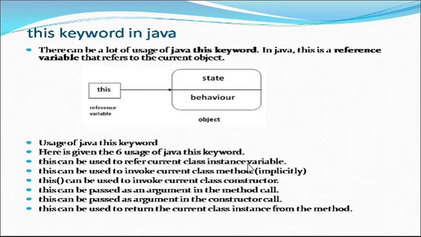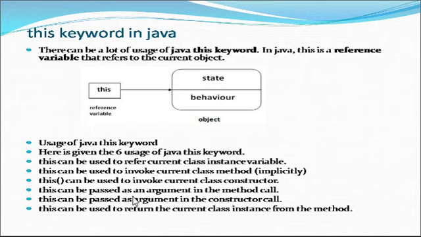The second use of this keyword is that it can be used to refer to the current class method. Means this keyword also refers to a class method. And the third use of this keyword is that it can be used to invoke the current class constructor. Means all of these usages of this keyword are for a current class, and a class contains components like fields, methods, constructors, blocks, nested classes, and this can be used to invoke the current class constructor.